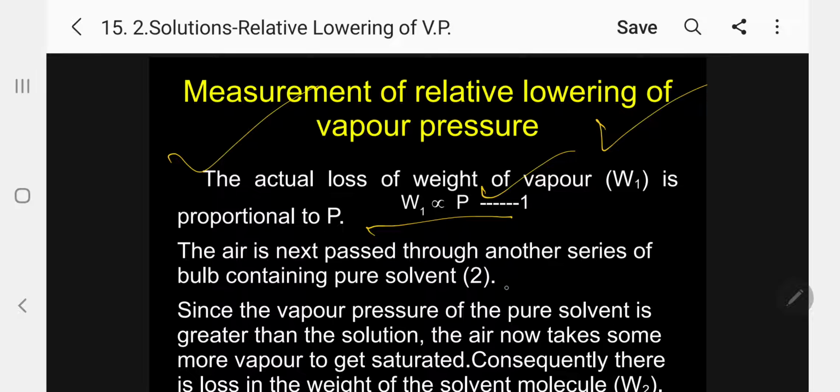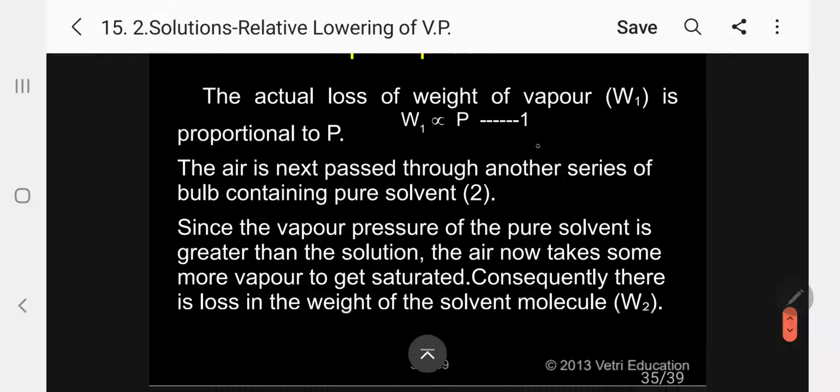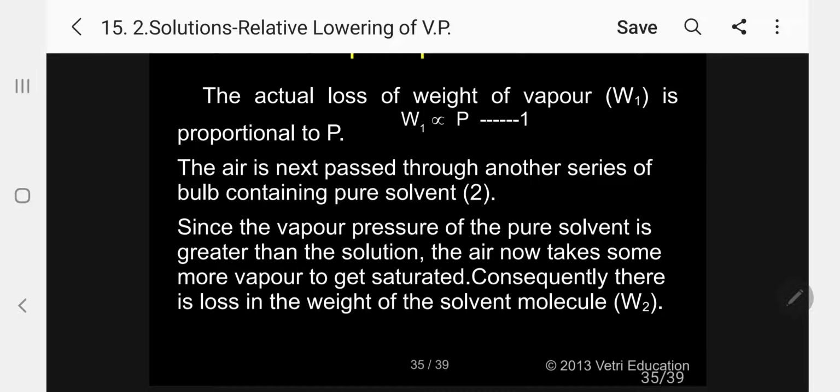The air is next passed through another series of bulbs containing pure solvent, the second one. Now here the vapor pressure is very high. So what will happen now? Since the vapor pressure of pure solvent is greater than that of solution, the dry air now takes some more vapor from the second jar to get saturated. Consequently, there is loss in the weight of the solvent also. In the second jar also there is a loss. Let W2 be the loss of weight.